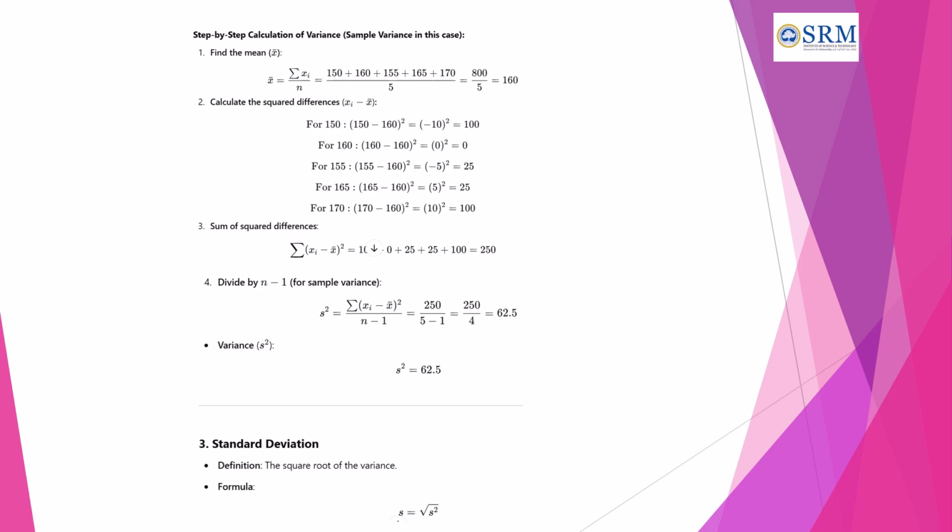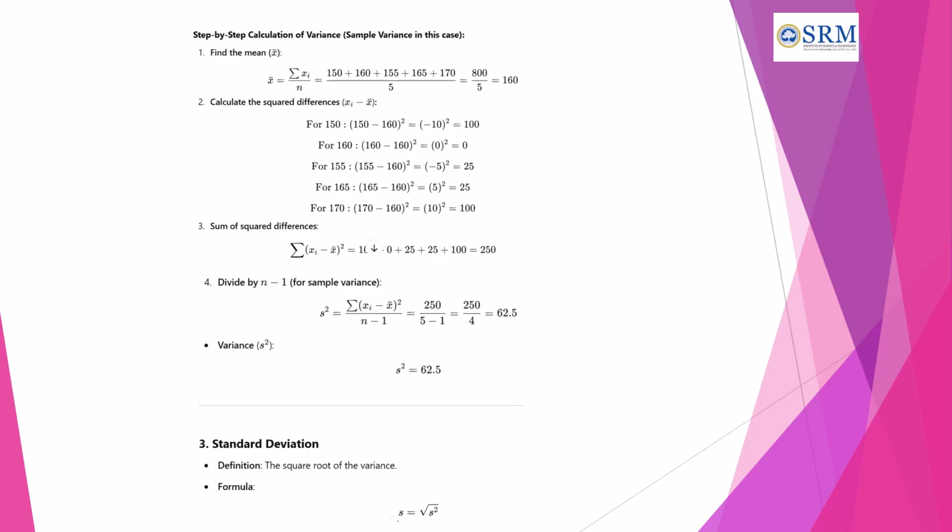For example, 150 is 10 less than 160. So (150 minus 160) squared is 100. We do this for all the numbers and then add these squared differences together to get 250. Since this is a sample, not the whole population, we divide 250 by 1 less than the number of points, which is 4. This gives us a variance of 62.5.